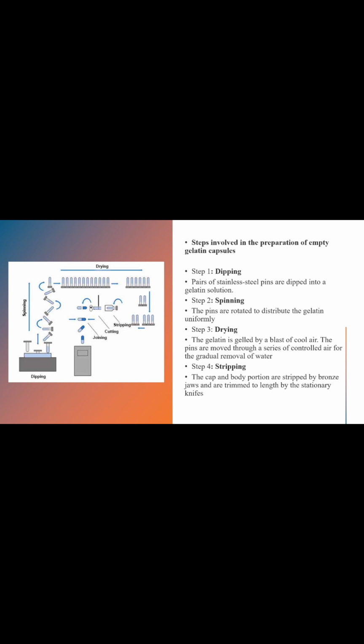Here in this image we can clearly see the steps involved in the process. First one is dipping. In dipping, we dip the stainless steel pins in the gelatin solution, and in spinning, the pins spin around to make sure that the gelatin spreads out evenly. In drying, the main goal is to remove the water from the empty capsule shells. And then in stripping, we cut them, and the body and cap are separated in this process.